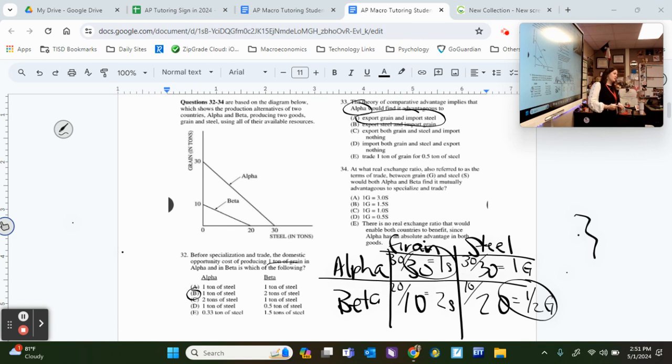They're not going to be exporting both or importing both. Someone's going to be making grain, someone's going to be making steel. Okay, 34. Trade agreements. Do y'all remember how to do this?